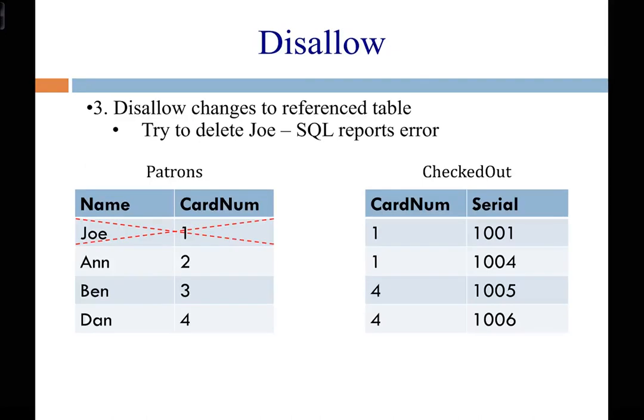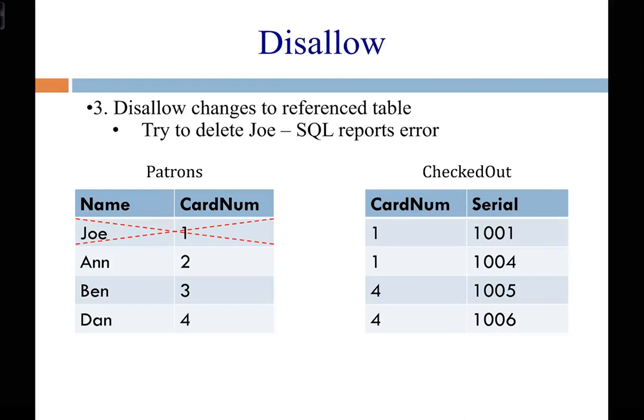Okay, the third option is to disallow the deletion. Where we would want to do that goes back to the library example. Let's say I'm trying to delete Joe as a patron of the library, but he has some books checked out. It's like, well, don't allow that. You have to go find those books first. Then you can remove Joe as a patron.